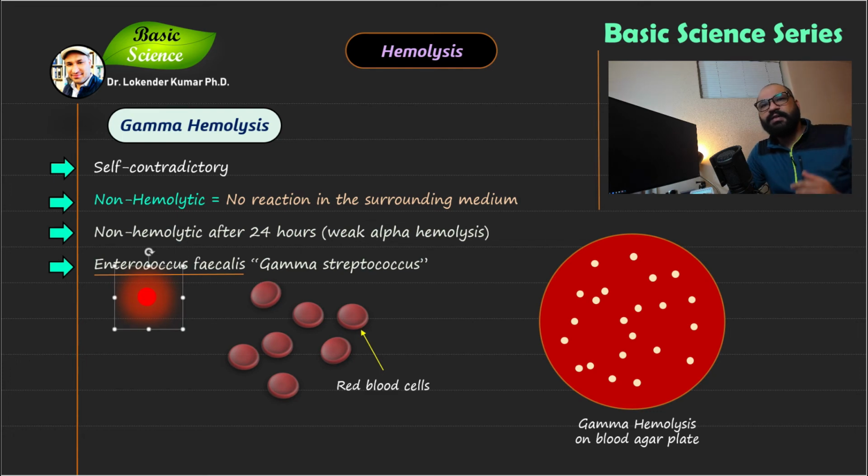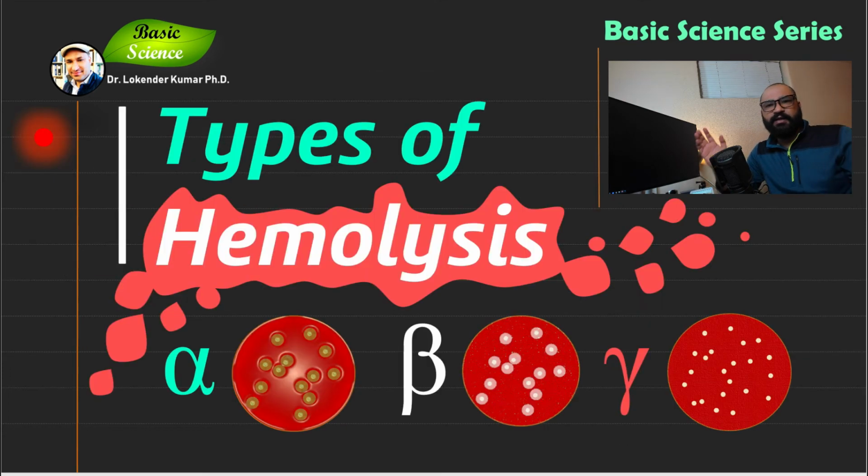So this was a brief introduction of the types of hemolysis, where we have discussed alpha, beta, and gamma. And I just want to summarize the same points that I have discussed. As you can see, that is why I have used these colorations. Alpha is in green color, indicating that greenish to brownish coloration is the characteristic feature of alpha hemolysis.